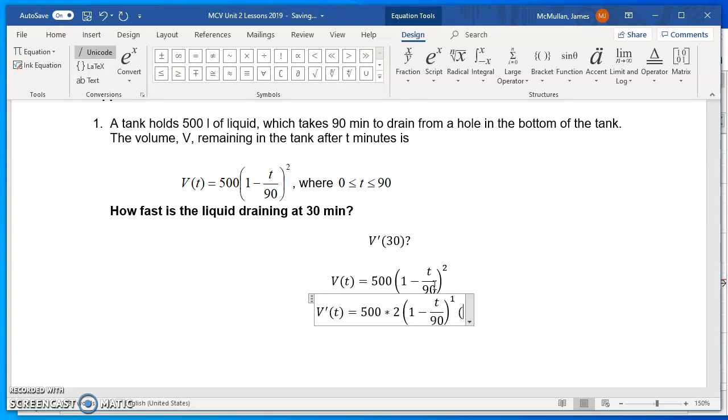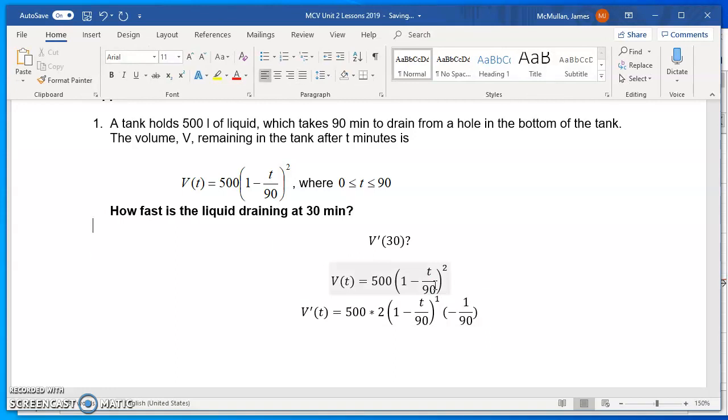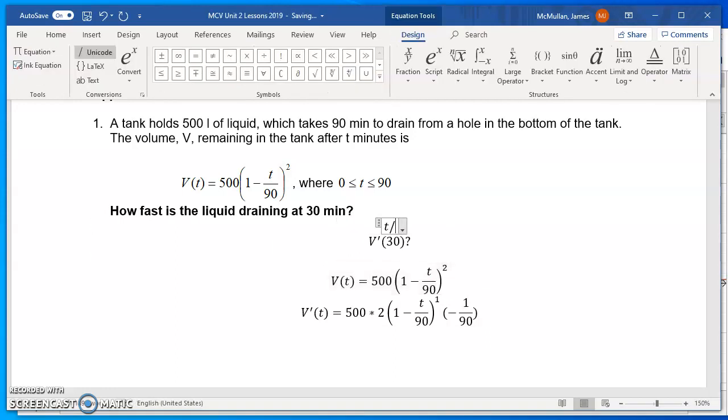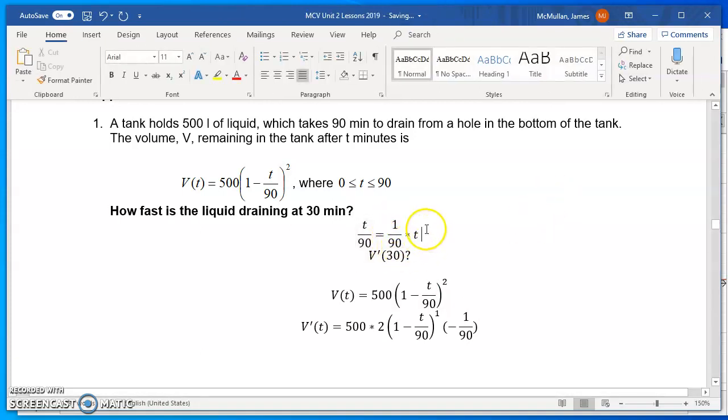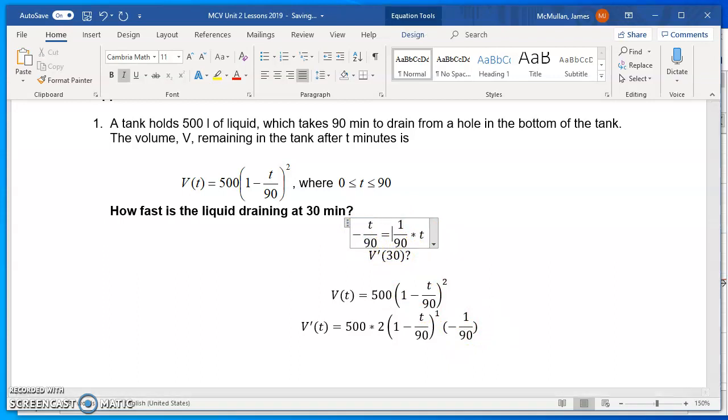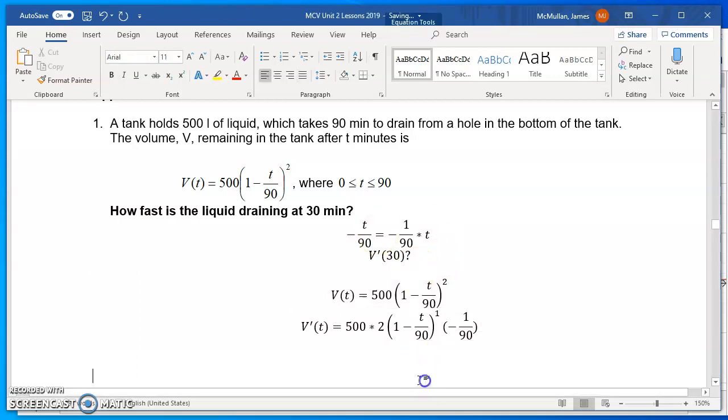What's the derivative of the bracket? The derivative of 1 is 0. The derivative of negative t over 90 is negative 1 over 90. Right? And if you're not convinced of that, then just write it a bit differently to help yourself. Remember that t over 90 can also be written as 1 over 90 times t, right? And then you can easily see that the derivative here would be, I drop the t and I keep the coefficient. Since it's negative, my derivative is negative. So that's it, right? This is the equation, that's the derivative.